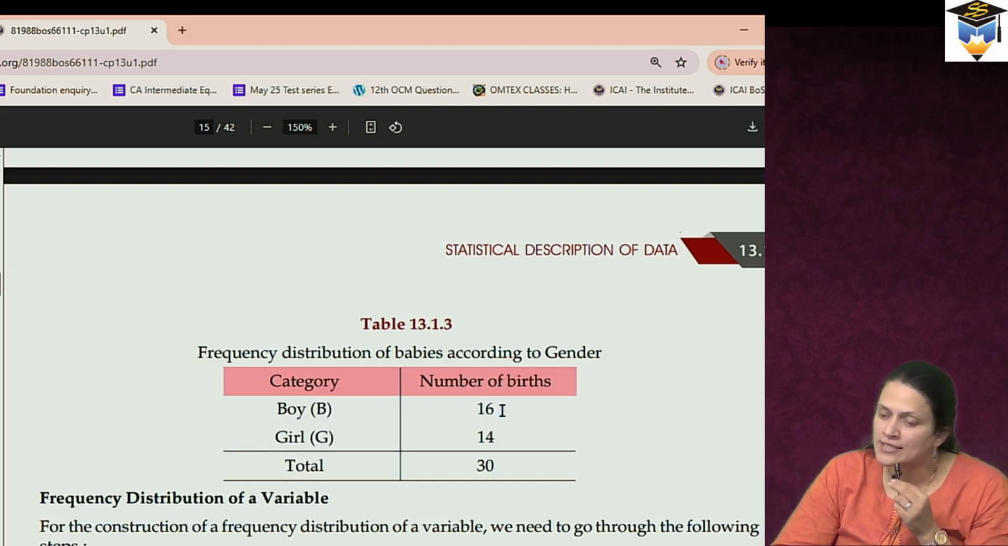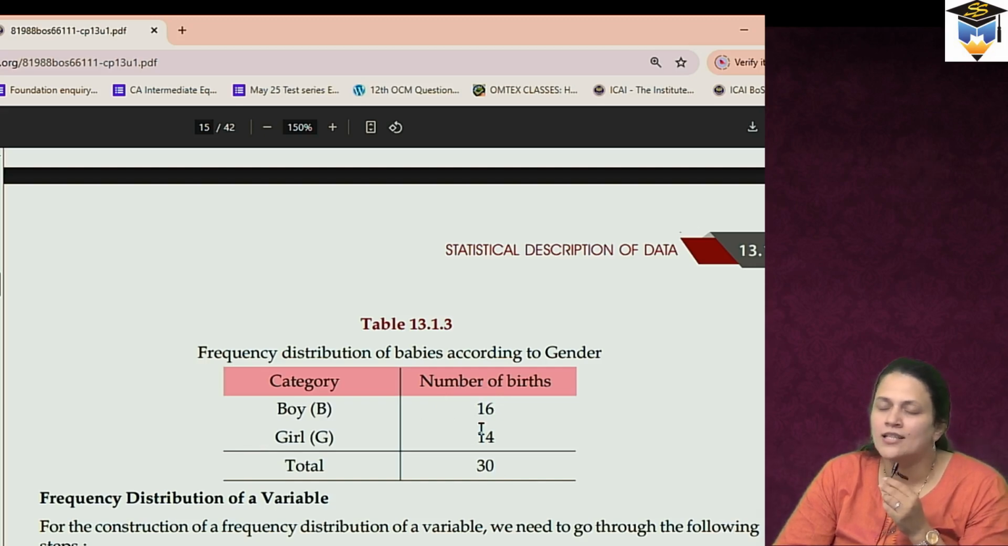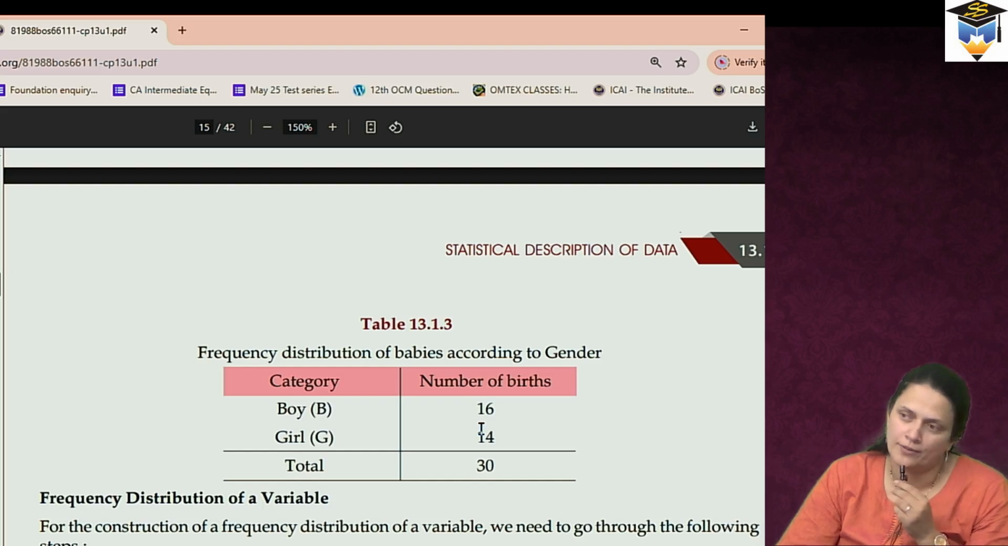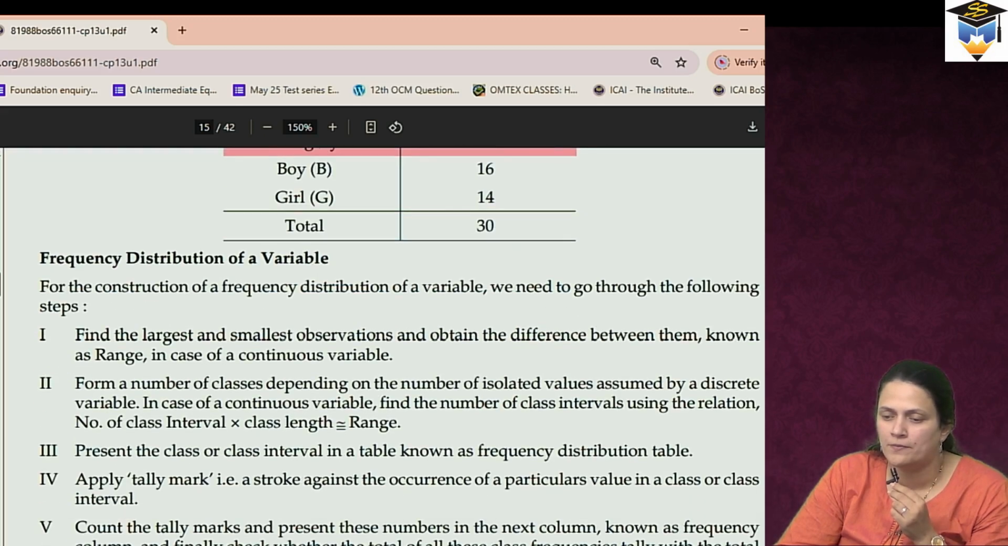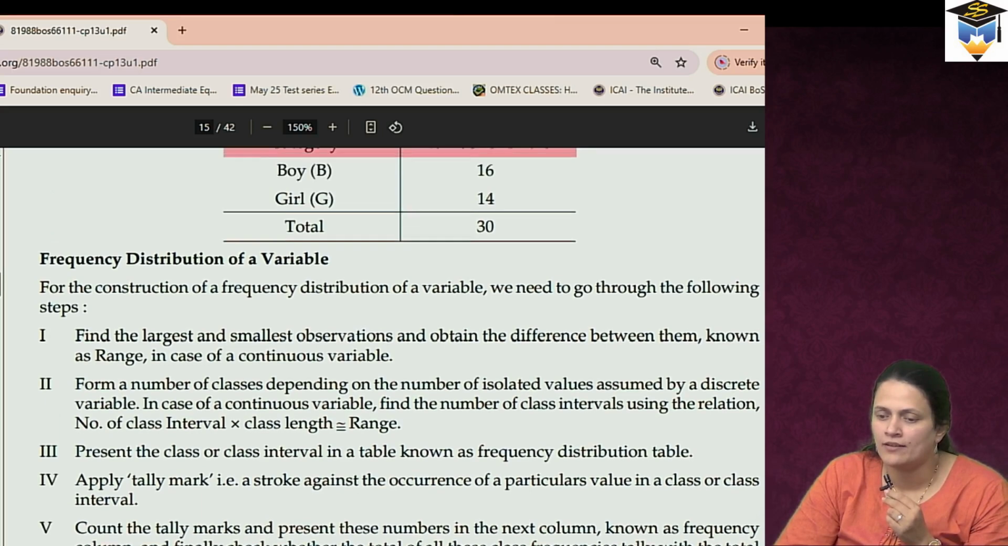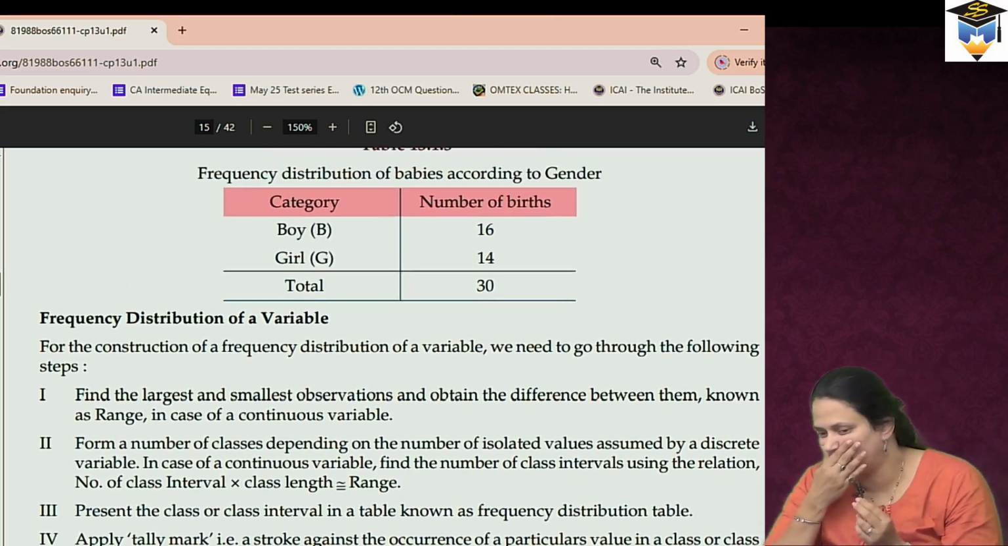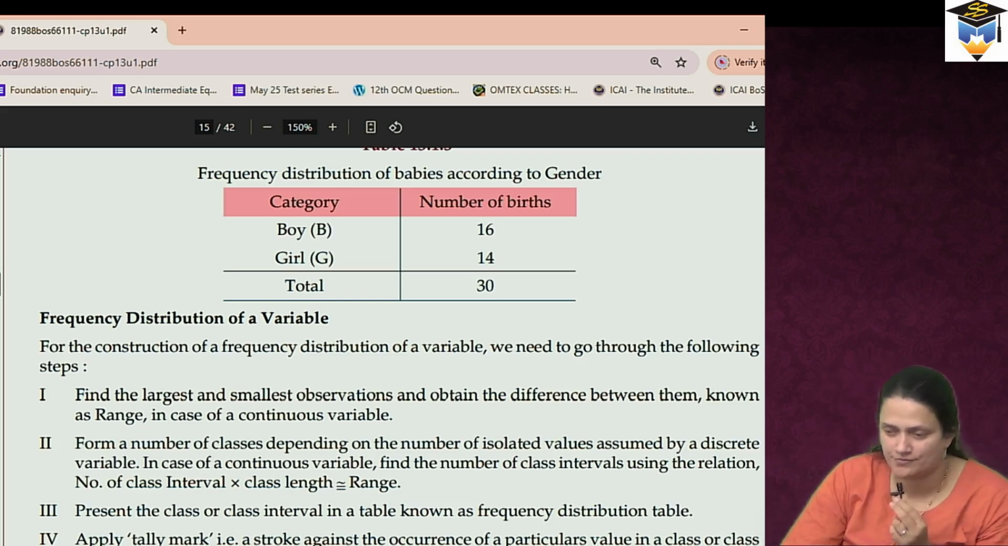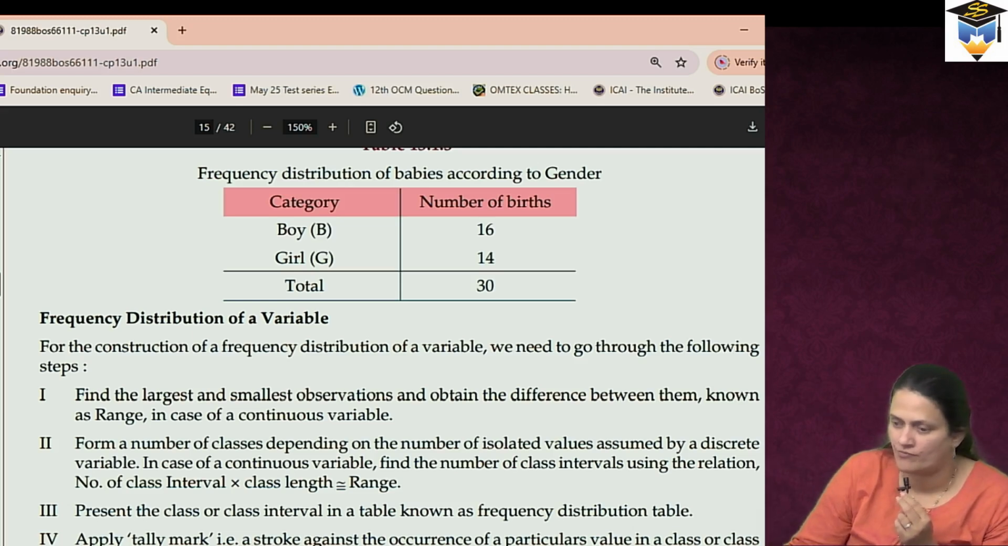Now this particular number 16, is it a discrete variable or a grouped variable? Grouped variable. All this is also a group variable and total is also a group variable. Okay, now see, now for this particular table, tell me which is the largest, that is a range, wait.